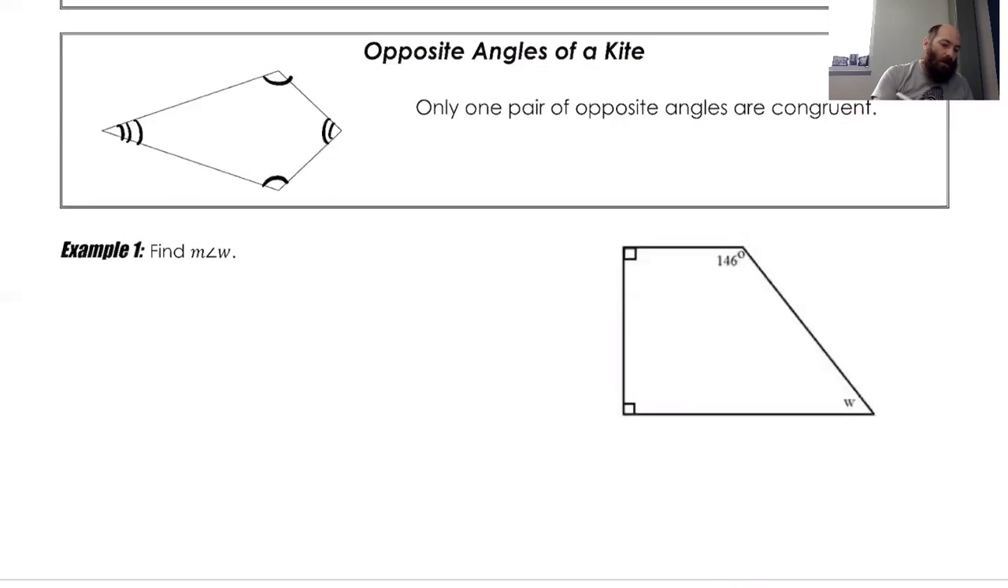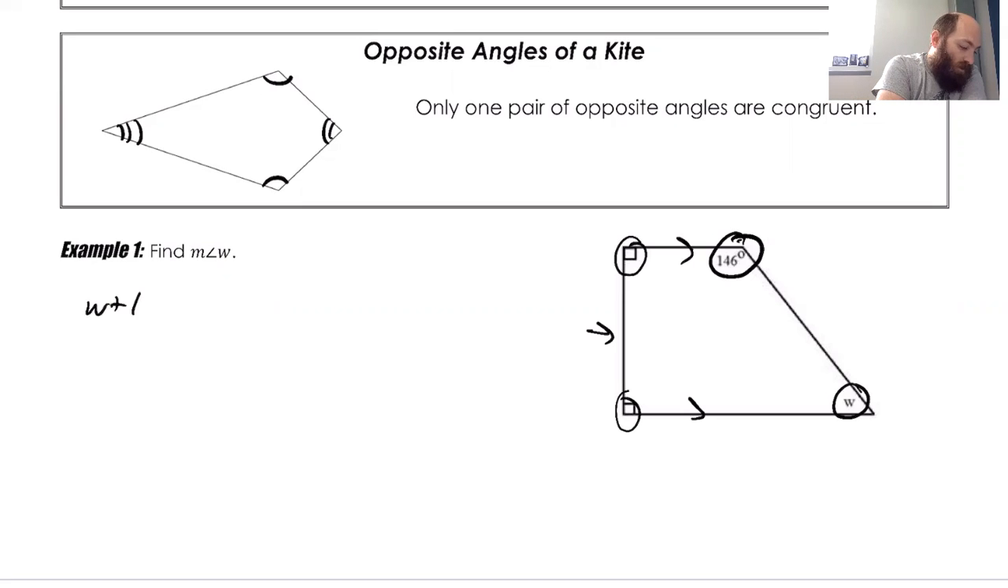All right, find the measure of angle W. This is one of our properties of a trapezoid. One thing to help identify that it is a trapezoid: because of my right angles here, I know that these lines are both perpendicular to this line, so they have to be parallel lines. That means 146 and W have to add up to 180. So W plus 146 equals 180. Subtract that over, and I get 34 degrees.